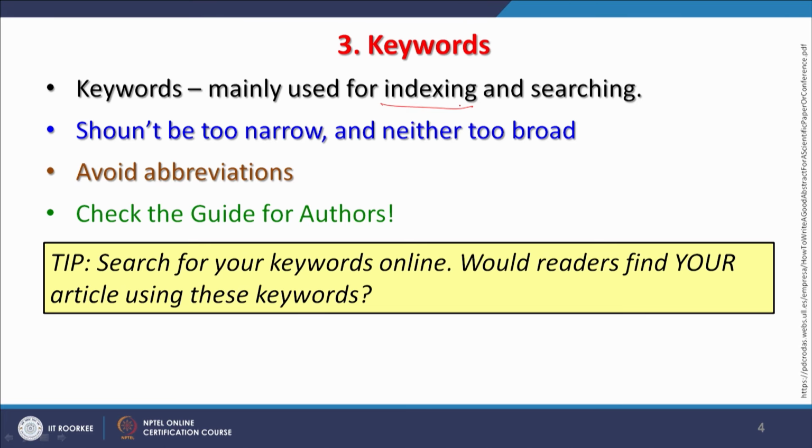Search for the keywords you have chosen, try to search those online. Would readers find your article using these keywords? Later on you can also check. In order to learn from past mistakes, you can see whether others are finding my article or paper using the keywords I have provided, or whether I can find similar articles based on the keywords which I have used in my manuscript.